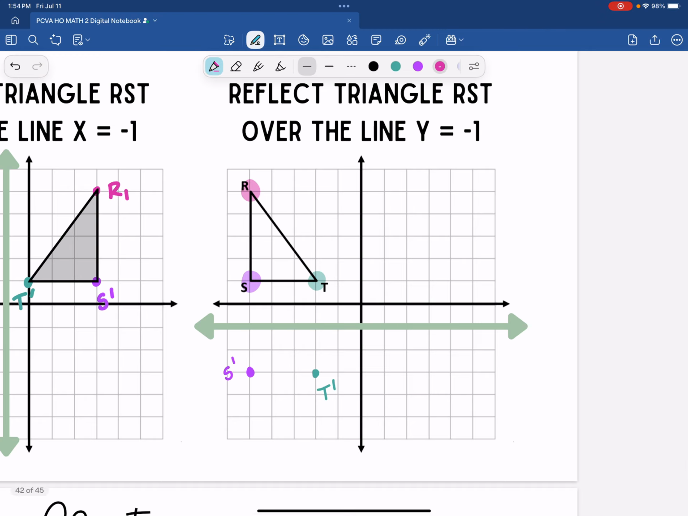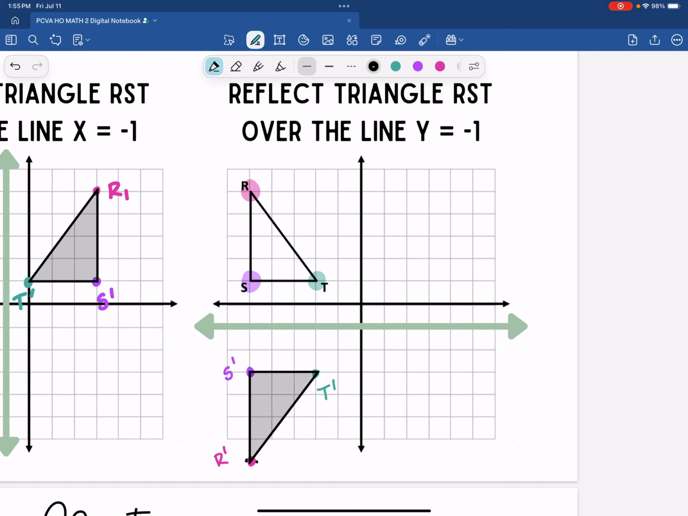And we're going to do 1, 2, 3, 4, 5. And we actually need one more point. Let me count that again just to be sure. So 1, 2, 3, 4, 5, 6. Yeah, we need one more at the bottom. So right here, we're going to put R prime. And then we have our reflection over that line of y equals -1.